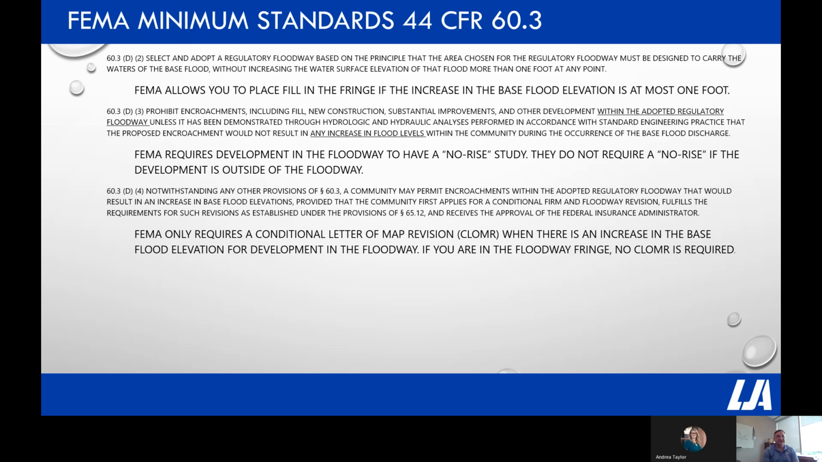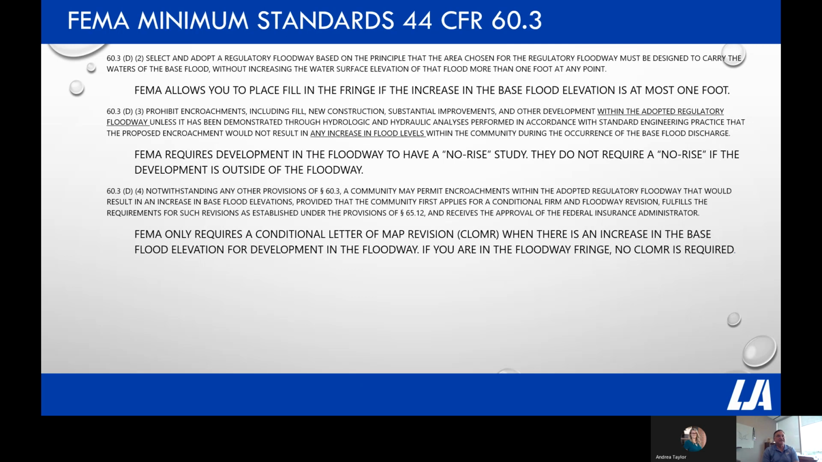Now, once you touch the floodway, you have to then demonstrate that you have no rise. So if you're outside of the floodway and the floodway fringe, you can place all the fill you want. Once you touch that floodway, it is a mandatory requirement by the National Flood Insurance Program to develop a no rise certification to show that there's no increase.